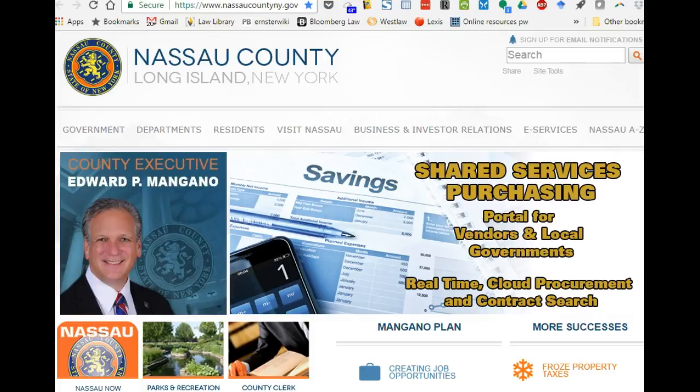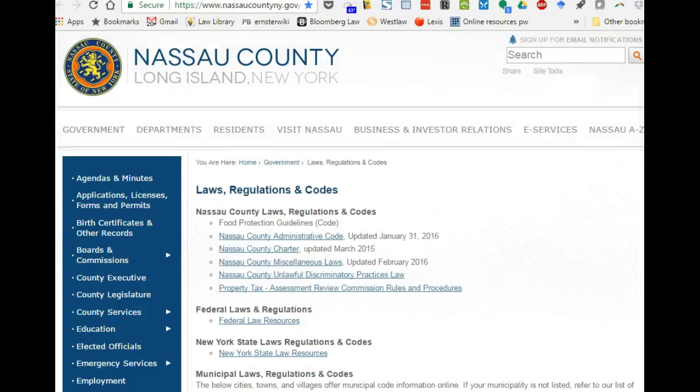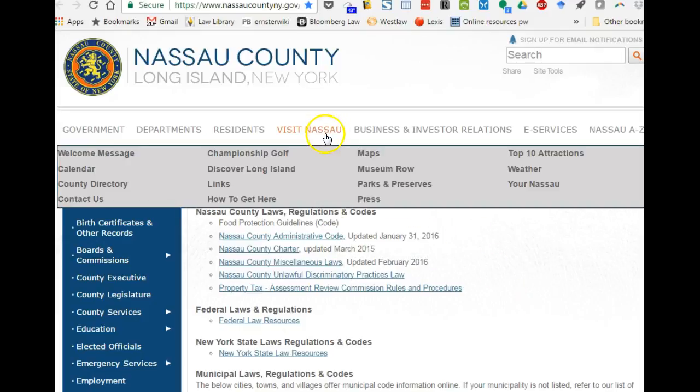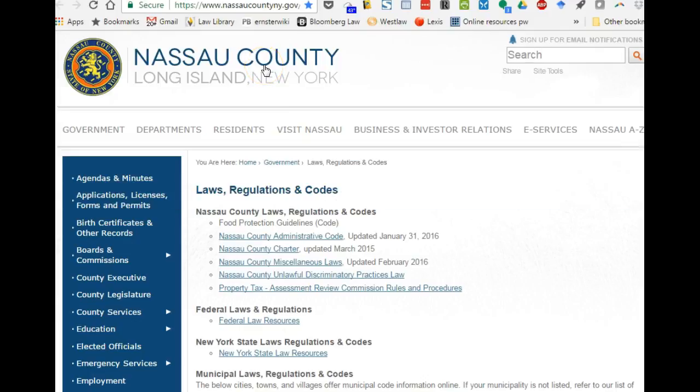So here's the overall website, and here is where you would see, again, the county charter that establishes the government of Nassau County. Think of that as the Constitution. The administrative code is really the legislative, where you find the legislation. And as I mentioned, not too many local jurisdictions have administrative agencies. We'll take a look at New York City in just a moment. That's one example that does, I would imagine.